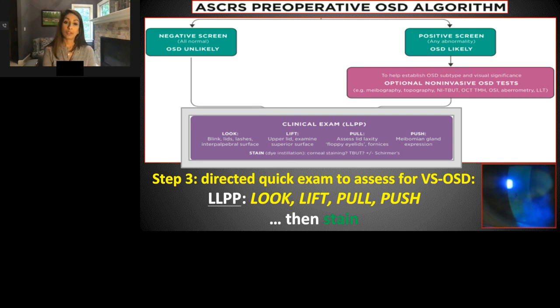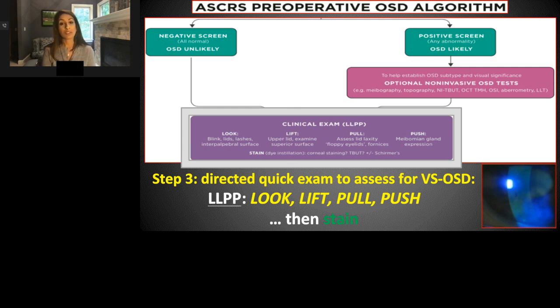And so look refers to looking at how the patient blinks. A lot of times patients that suffer from MGD and dry eye will only partially blink their eyes. Looking at the interpalpebral, lifting the eyelid. Lots of ocular surface disease hides in the superior eyelid, whether it's Salzmann's nodules, SLK, and then we suggest pulling on the lids. You can assess for floppy eyelids, which is very common, as well as lid laxity. As patients get older, they can have ectropion over time.